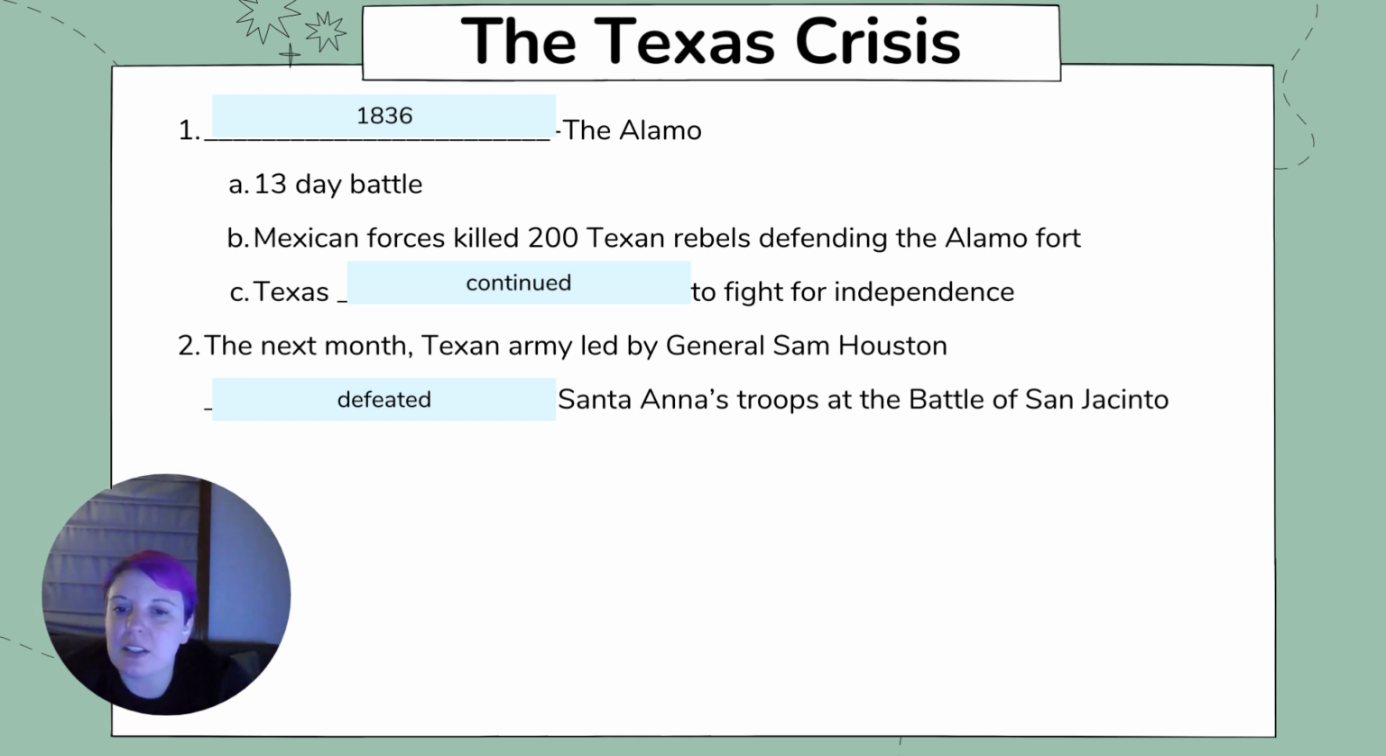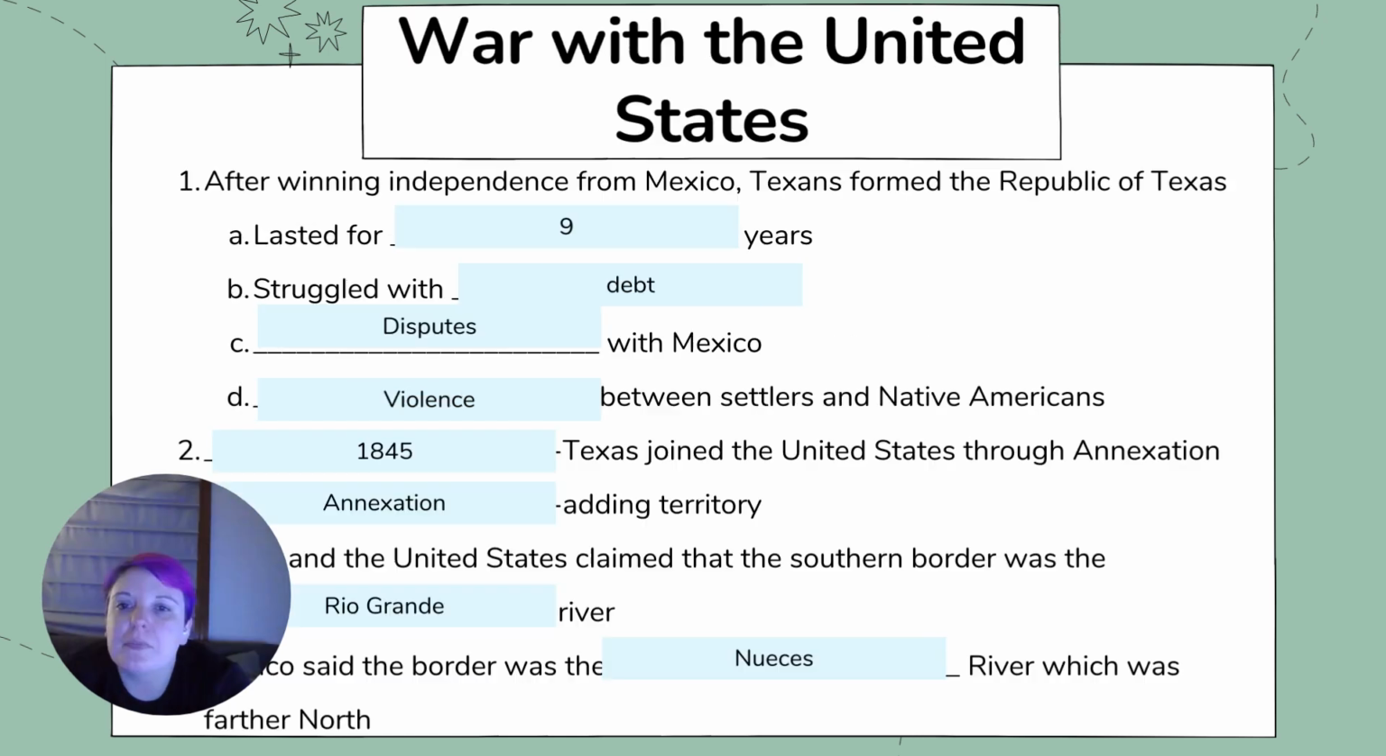Despite this defeat, Texans continued to fight for independence. So the next month, the Texan army, under the leadership of General Sam Houston, defeated Santa Anna's troops at the Battle of San Jacinto. You may recognize that name, Sam Houston. The city of Houston in Texas was named after that general. After winning their independence from Mexico, Texans created the Republic of Texas. For 9 years, they struggled with debt, disputes with Mexico, and violence between settlers and Native Americans. So being an independent Republic of Texas was not successful for them.